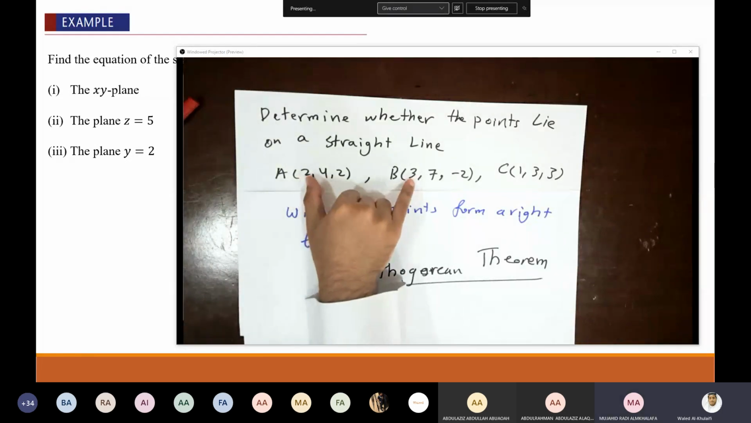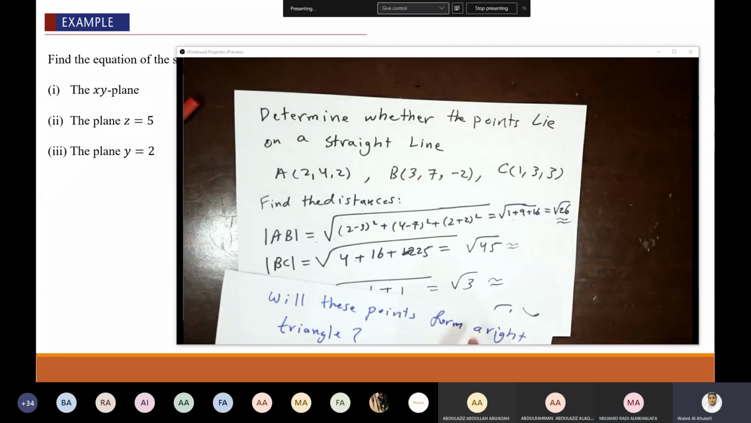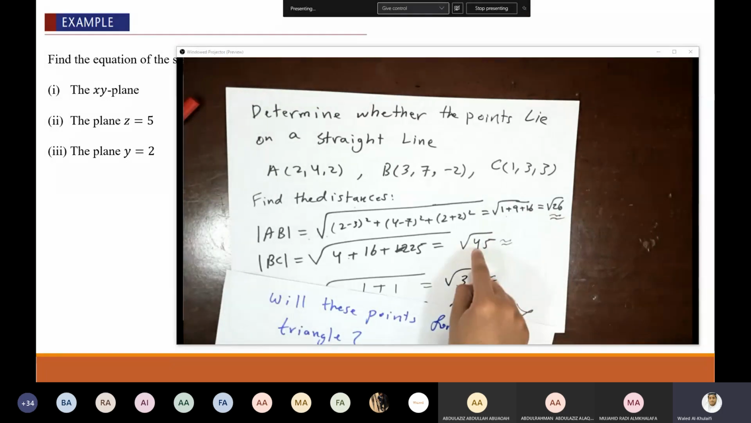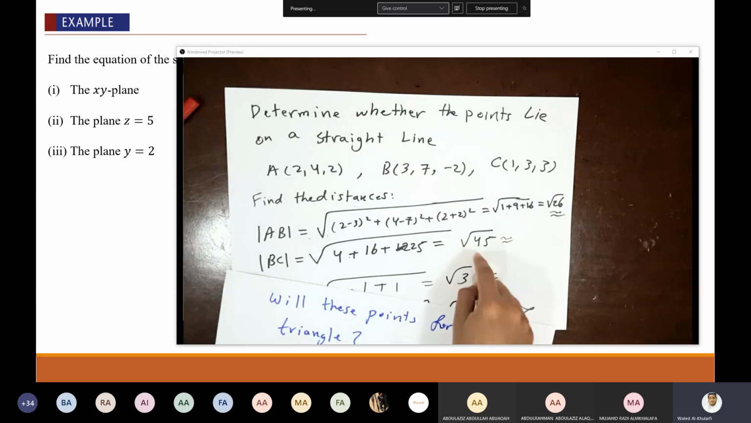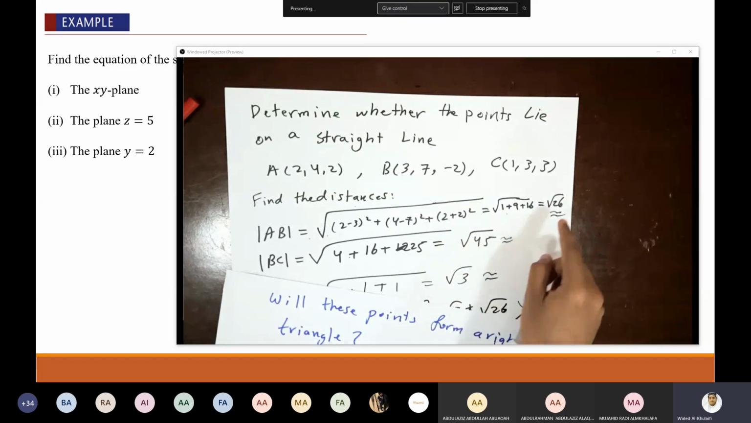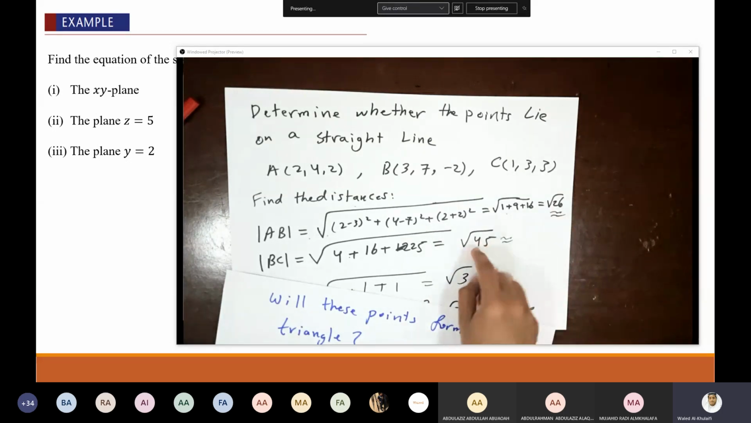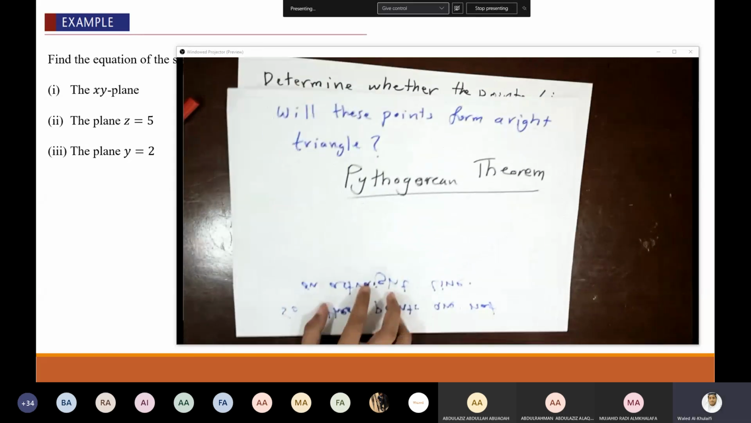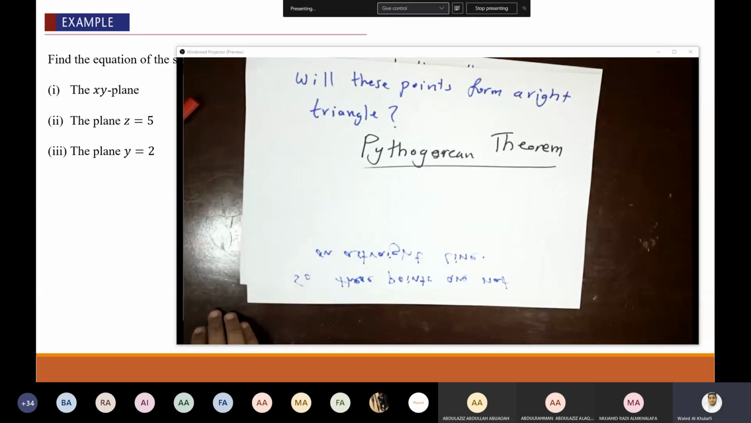So measure the distances. We did it here actually. Measure the distances. The square. So this square should be equal to this square plus this square. Okay. But you notice that 26 plus 3 is not equal to 45. So these will not form a right triangle also. Okay. This is also another example of what you can do in 3-dimensional space.